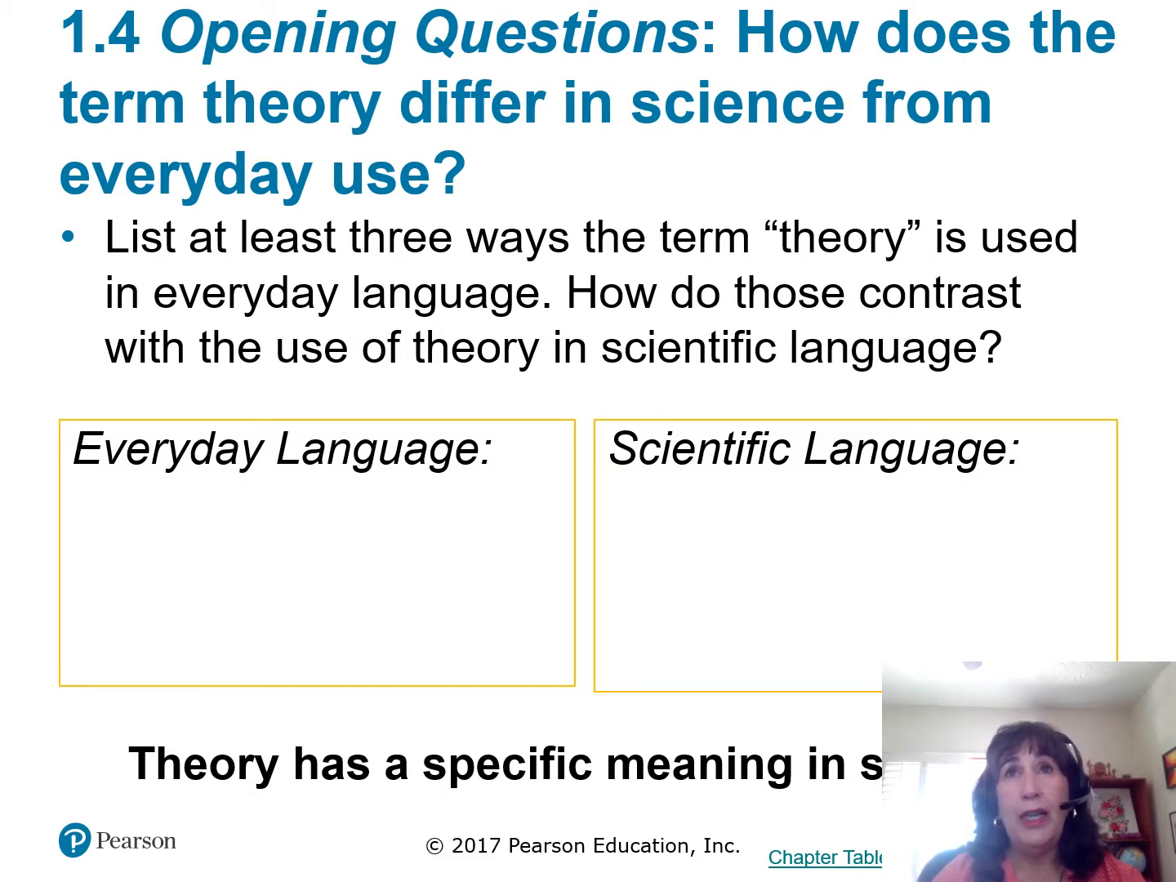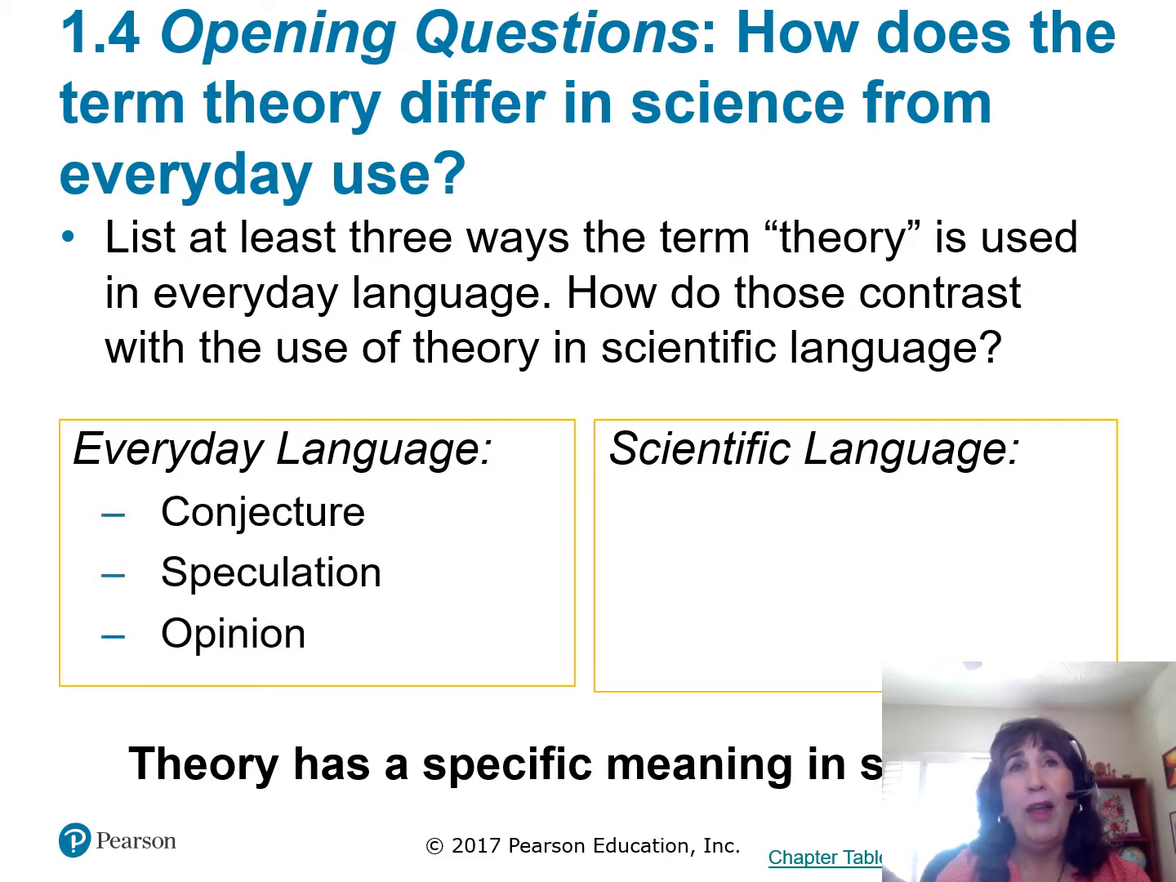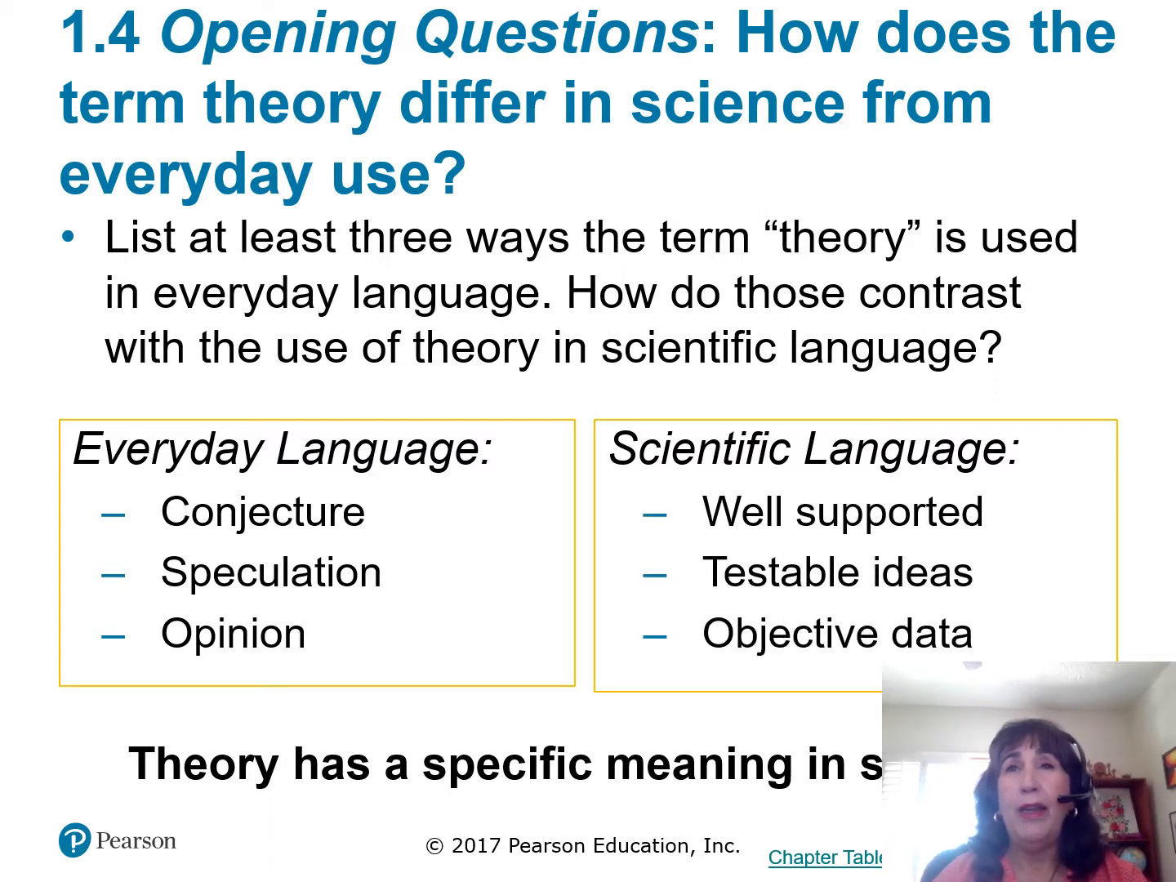Another opening question is how does the term theory differ in science from everyday use? Isn't it true that in everyday use, we almost use it like an educated guess, but the truth is it's something much more. My best analogy that I can give you is that it's the closest thing that we have to the Ten Commandments, right? The Ten Commandments are something that is unchangeable. So keep in mind, in everyday language, we think it's speculation, but when we talk about it in terms of science, a theory is well supported, it's testable, and it's objective.